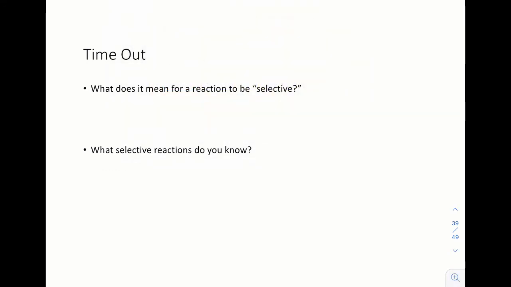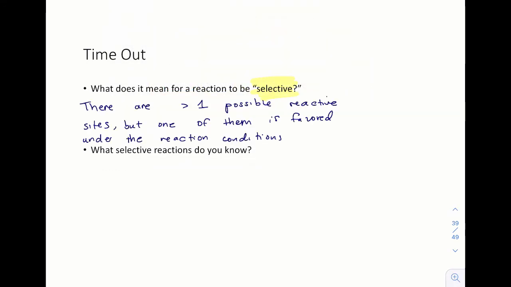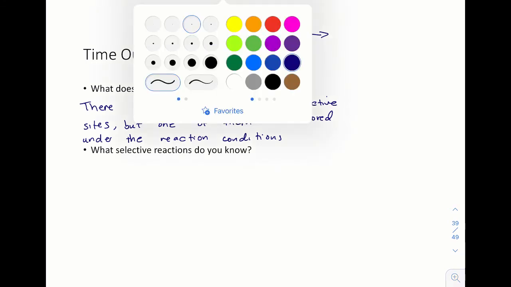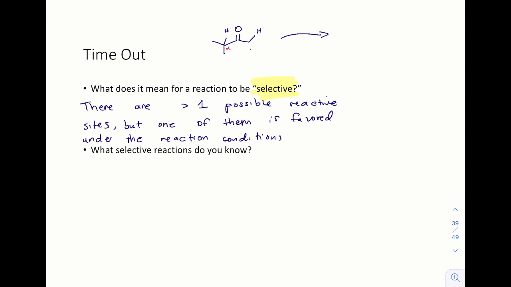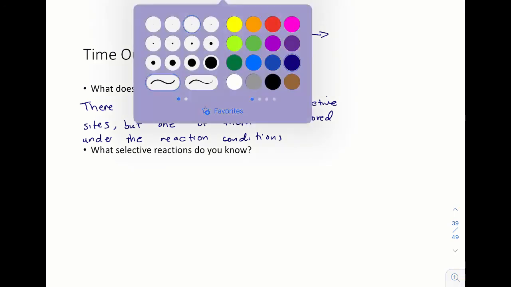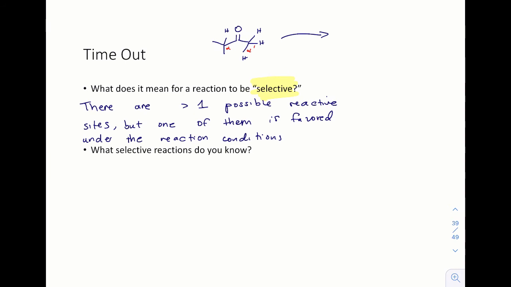What does it mean for a reaction to be selective? Selective reactions occur when there is more than one possible reactive site in a molecule, such as when there are two enolizable alpha protons in a ketone such as this one. A selective reaction favors one of those reactive sites. For example, treatment with a base would favor reaction just at the more substituted alpha carbon. So this would be true for alkoxide bases, or if you use less than one equivalent of LDA, equilibrium will occur and this product will be formed.